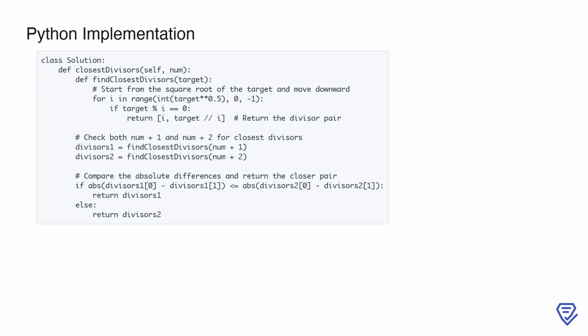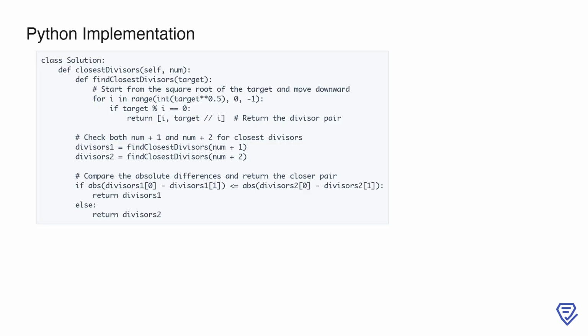2. Main function, closest divisors, number. The function computes the closest divisors for both number plus 1 and number plus 2 using the helper. It stores the divisor pairs for number plus 1 in divisors 1 and for number plus 2 in divisors 2. 3. Comparison. Between divisors 1 and divisors 2, it compares the absolute differences of the two integers in each pair. The pair with the smaller absolute difference is returned as the result.